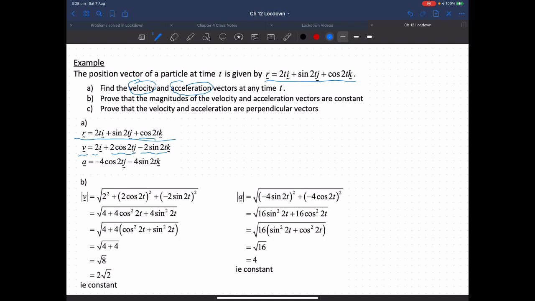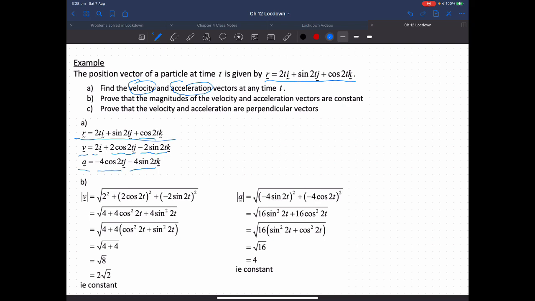Differentiating the velocity with respect to time will give me acceleration. Derivative of 2, a constant, is 0, so the i component is gone. Derivative of 2 cos 2t is negative 4 cos 2t in the j direction. Derivative of negative 2 sine 2t is negative 4 sine 2t in the k direction. So we've done the first part of the question.